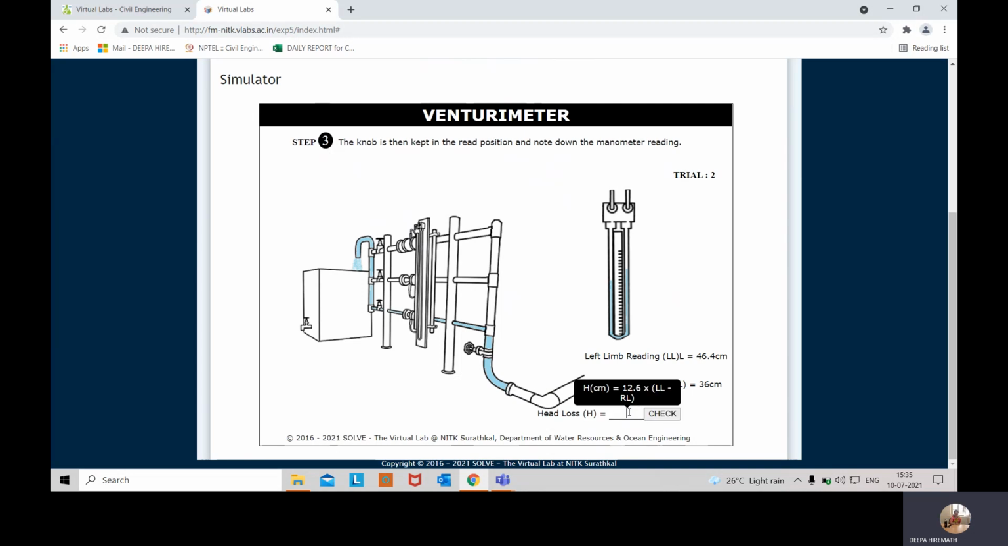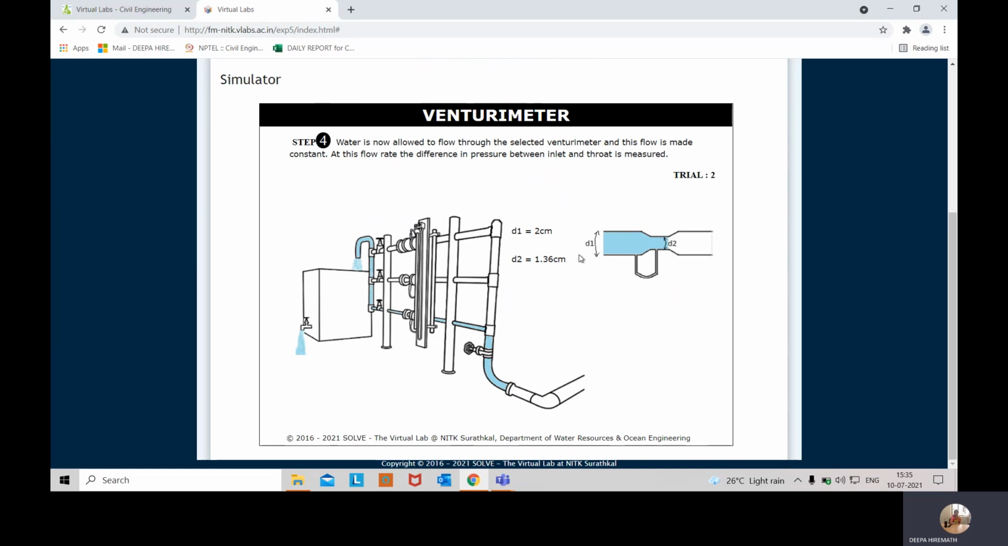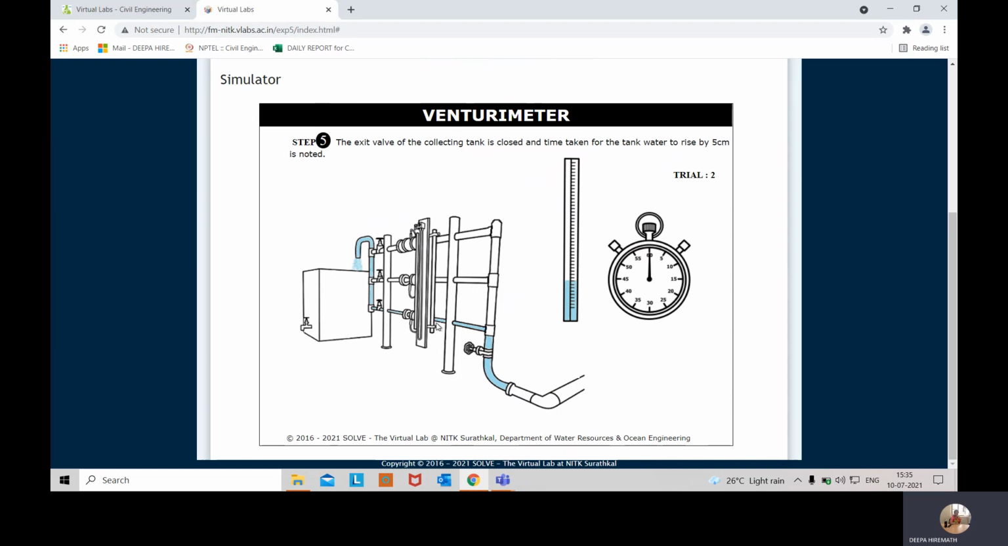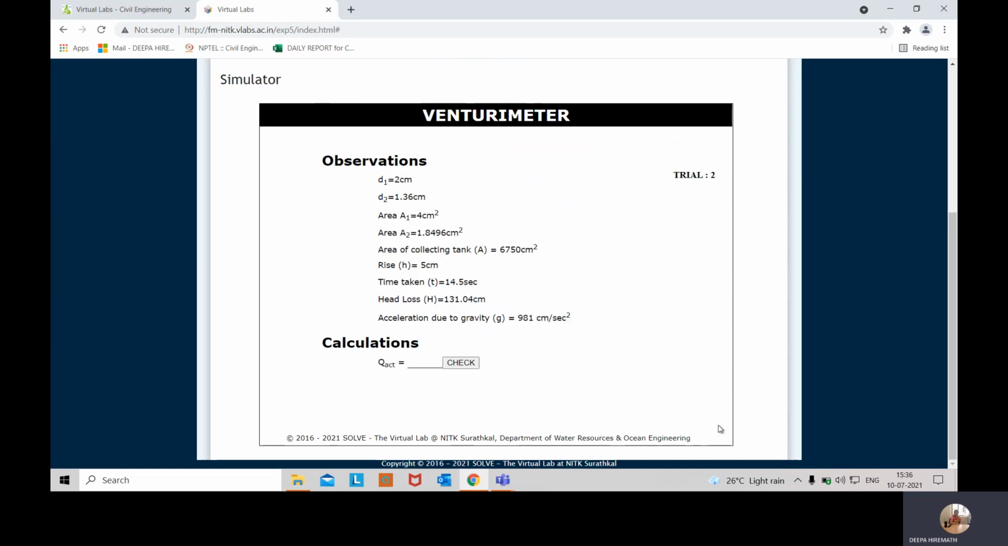The reading was 46.4 in the left limb minus 36 in the right limb. It is 10.4 into 12.6. We get around 131.04. Next we are allowing the water to flow in the venturimeter. Then I'm closing the exit valve in the collecting tank, and the time taken for about a 5 centimeter rise in the collecting tank was noted down and it was found to be 34 seconds.